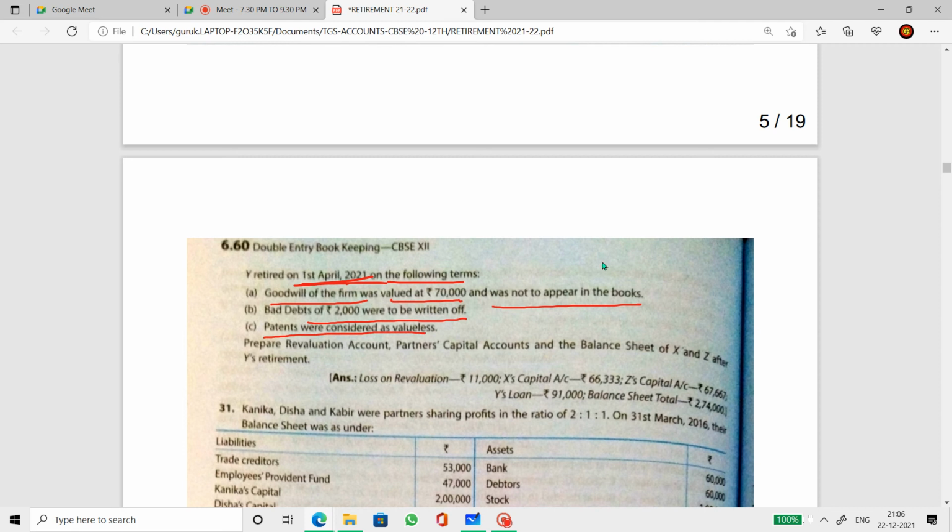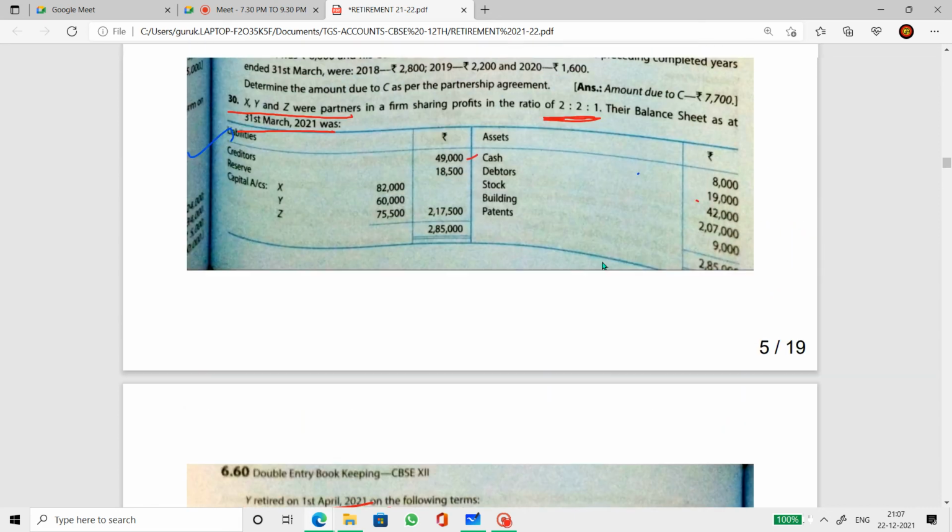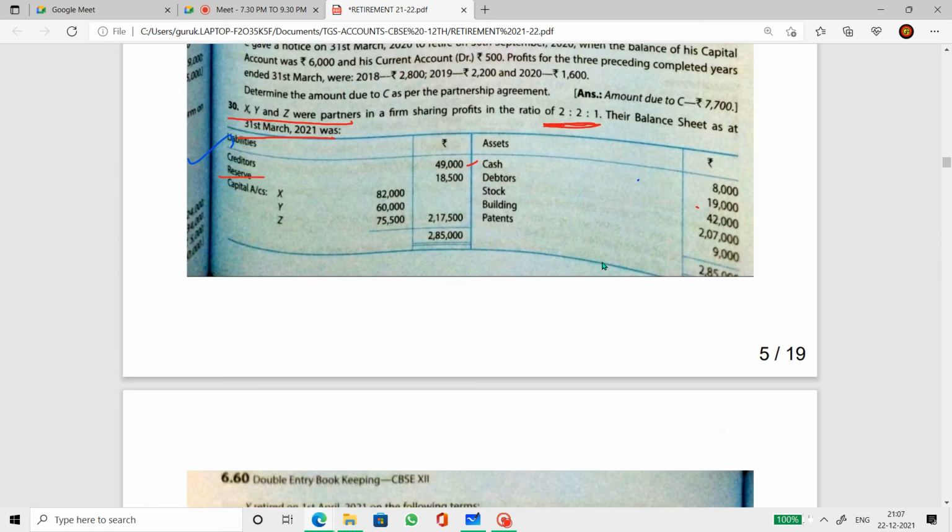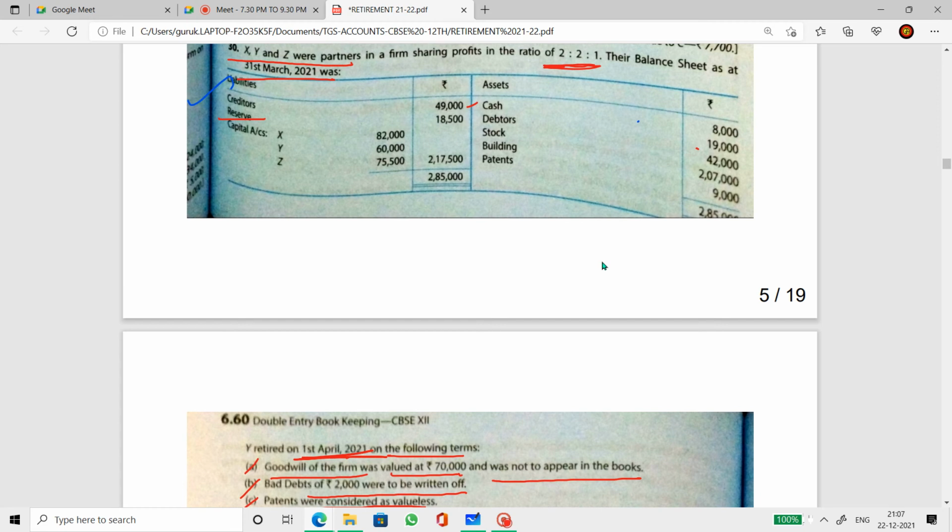Patents were considered as valueless, so this has to be written off. These two items will go in the revaluation account. For this we have to journalize and post it in the partners' capital accounts. Other than that, we need to deal with reserves. There is no profit and loss account, so we have to deal only with the reserve here. So let's see the working.